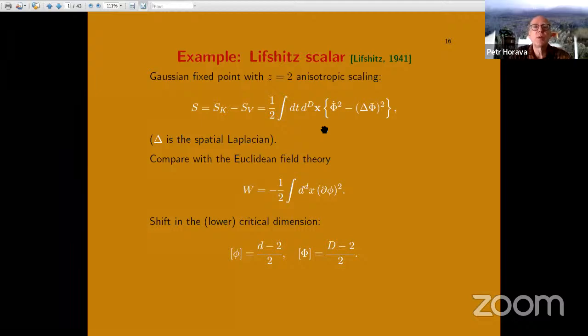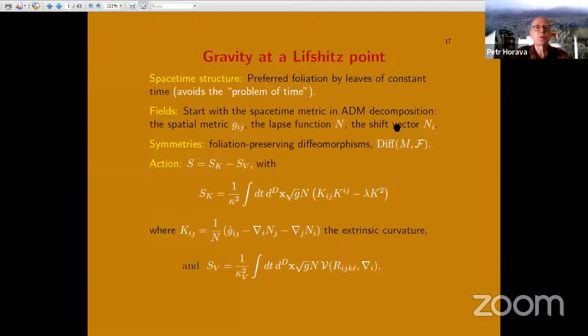It would be connected at best to some non-relativistic membrane. So this is an example of how, first of all, the critical dimensions shift when you go from isotropic scaling to anisotropic scaling. Instead of the system being in a critical dimension of two, as in the relativistic case, it goes to the critical dimension 2 plus 1. So it's really an interesting shift in where the theory has the richest structure. And you can anticipate that the same will be happening for gravity as well.